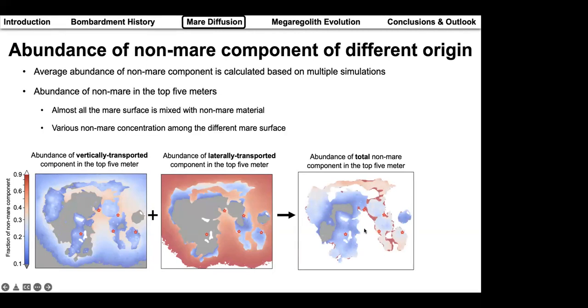You can see very significant spatial variations over the Mare regions. For example, some regions can have a non-Mare mixture of over 80%, and some regions can even be smaller than 10%. For example, in these Procellarum regions, especially inside these regions, the mixture of non-Mare materials is quite low. And for these Nectarian regions, it is a very old surface and can have a mixture of non-Mare materials of about 30 to 50%.